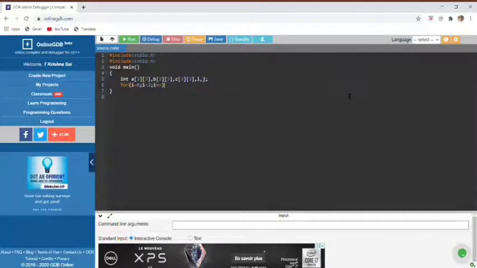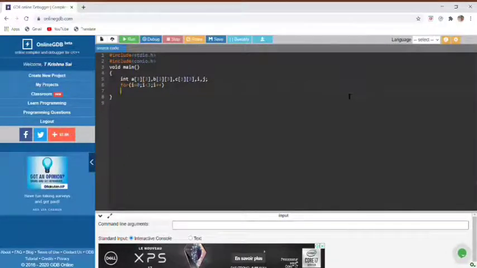So i plus plus is nothing but i is equal to i plus 1. Initially i is equal to 0, so i is equal to 0 plus 1, then i is equal to 1. After that i is equal to 1, and 1 plus 1 is equal to 2, and i is equal to 2, 2 plus 1 is equal to 3. So it will be terminated after 3. The i represents the rows. First rows and then columns. We are completing the rows, so no need for a semicolon after the for loop.